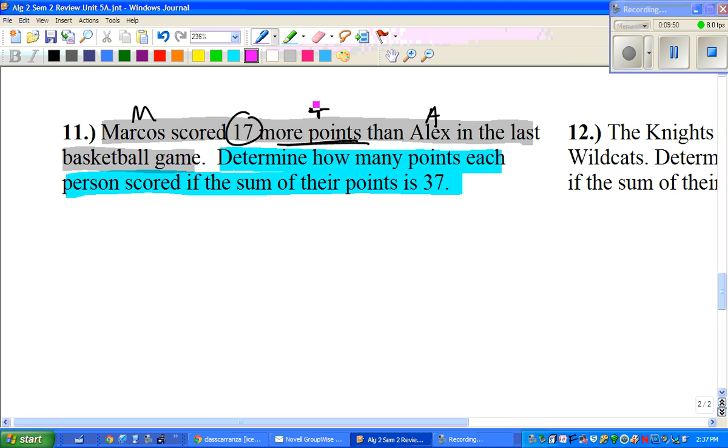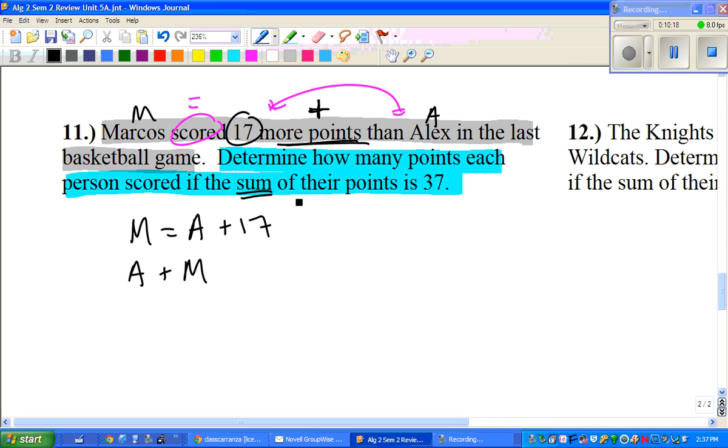So Marco scored 17 more than Alex. Well, more than means to add, but it also means that I have to switch the order. So right here, that's our equal sign. Okay? So Marco, he scored 17 more than Alex, so we had to switch those two. Now, determine how many points each person scored, and their sum, that's where the plus comes, is equal to 37, okay?